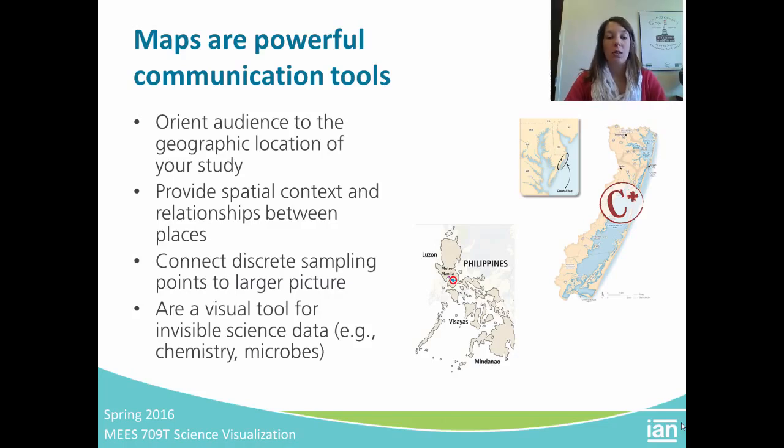Maps can connect discrete sampling points to the larger picture. So yes, you might have one small study site, but how does that relate and connect to the areas around it and the other impacts that are happening around it? Maps are a visual tool for invisible science data. This is something that we struggle with a lot with the public, trying to convey to them why things like water chemistry and microbes are important, and putting it on a map can help them actually visualize these invisible science parameters.